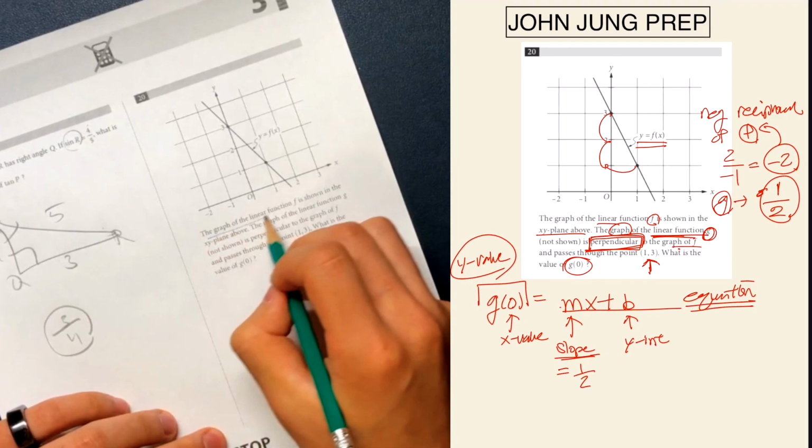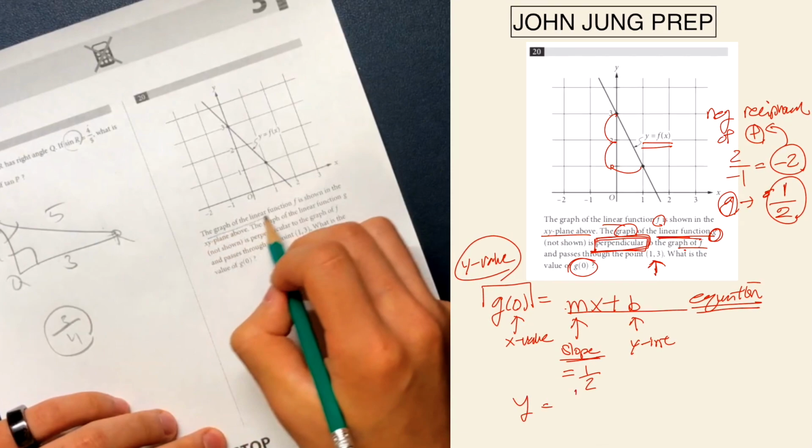So with the slope, it looks like this: y = (1/2)x + b. And to find the y-intercept, we need to find out what x and y can be. Because the question tells us that it passes through (1, 3), that means we can plug this into this equation right here. So what does it look like? 3 = (1/2)(1) + b, which means 3 = 1/2 + b, and b is just 3 minus 1/2. That's going to be 2.5.